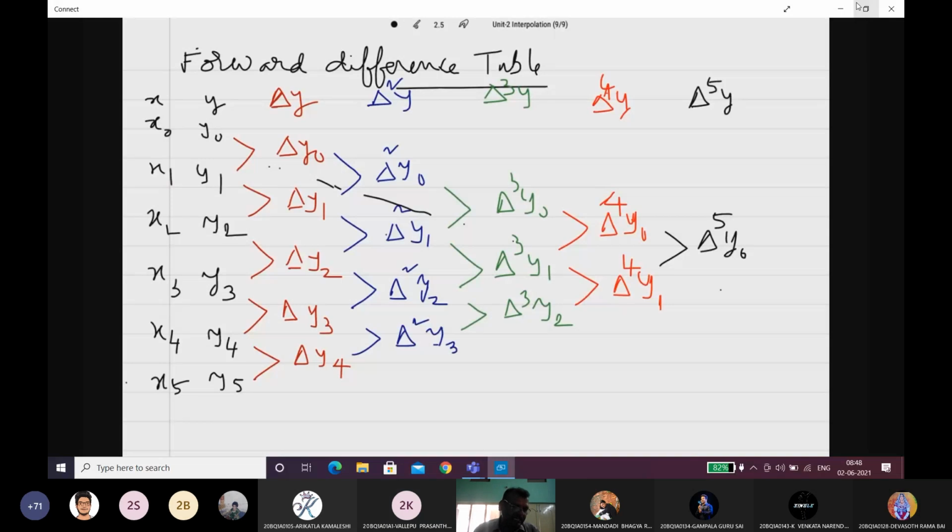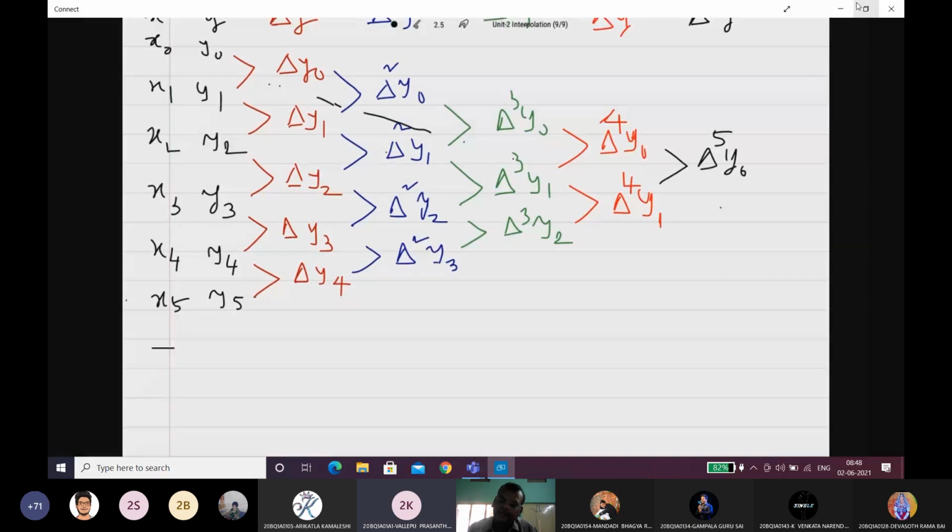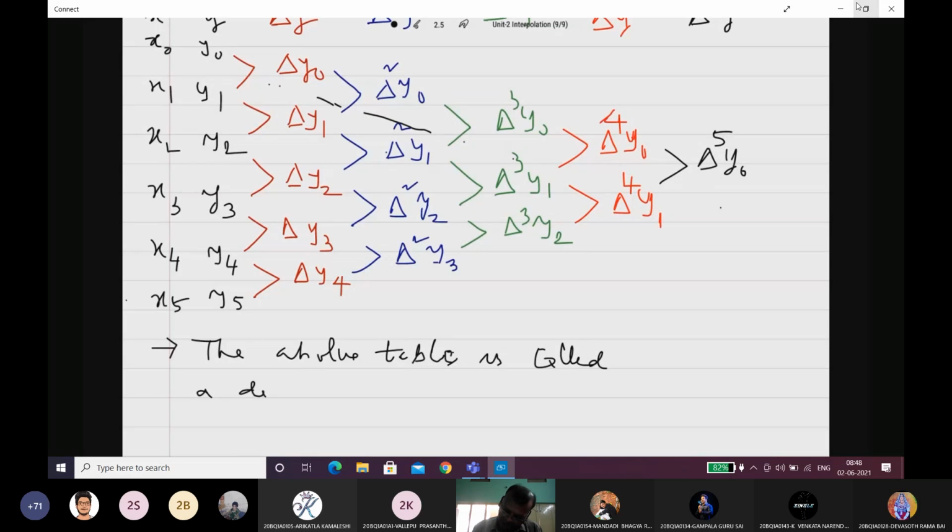The above table is called a diagonal difference table. Note down some points. The above table is called a diagonal difference table.